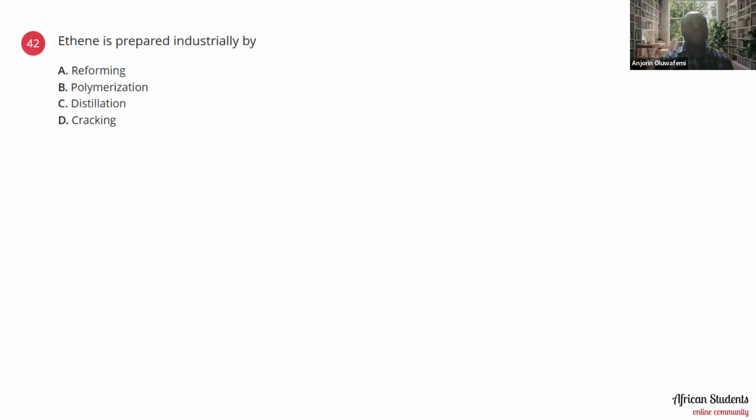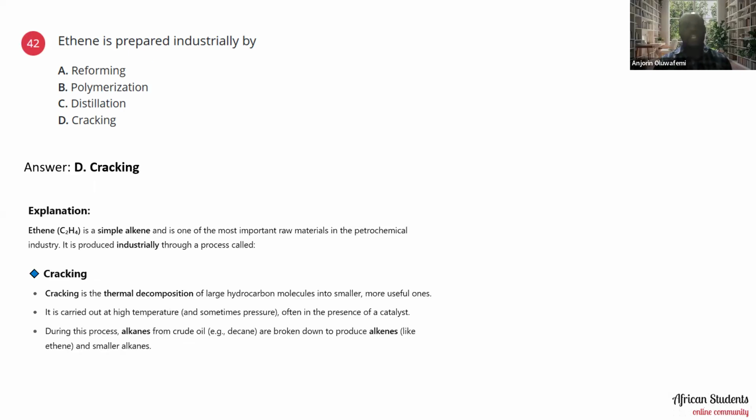Okay. So we move along. Ethene is prepared industrially by reforming, polymerization, distillation, or cracking. So we talked about this in class, and the answer is cracking. So it is prepared industrially through cracking. And ethene is a simple alkene and is one of the most important raw materials in the petrochemical industry. It's produced industrially through a process called cracking.